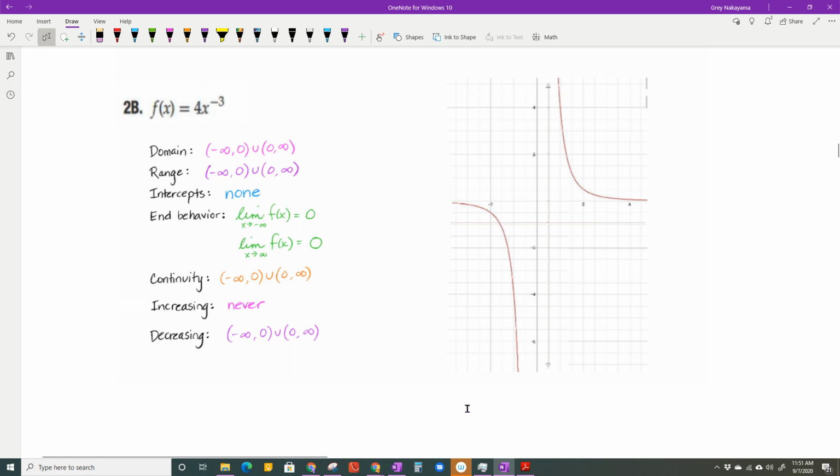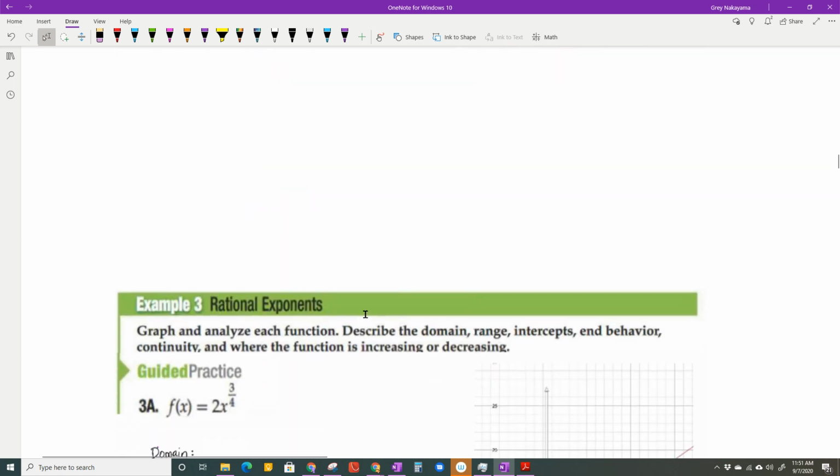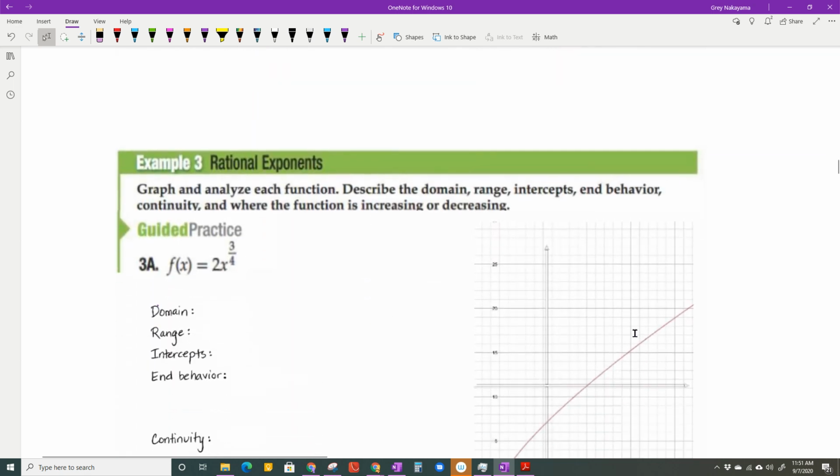Okay, the last two examples that I have here are going into rational exponents. Now, remember, a rational number is a number that looks like a fraction. And if I have an even number on the bottom, my domain will be restricted. So this first one right here, f of x equals 2x to the 3/4.